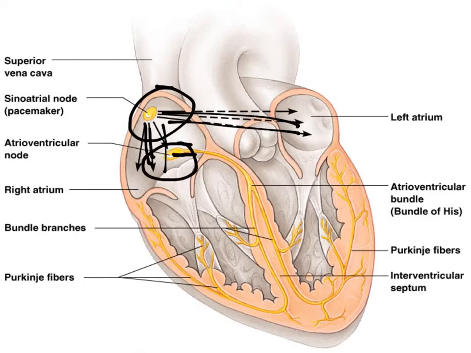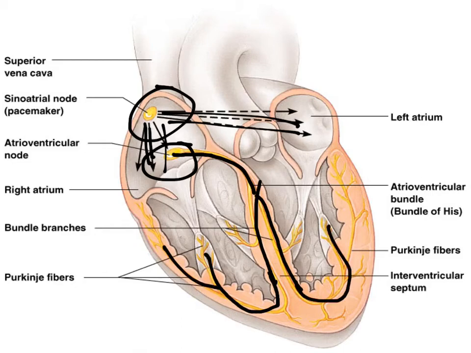Then the contraction leads into the interventricular septum, which is the atrioventricular bundle, or the bundle of His, and then it leads into the bundle branches. It splits, and then the Purkinje fibers are the specialized cells within the muscular wall, the myocardium, that spread out, and then that leads into the ventricular wall muscles.